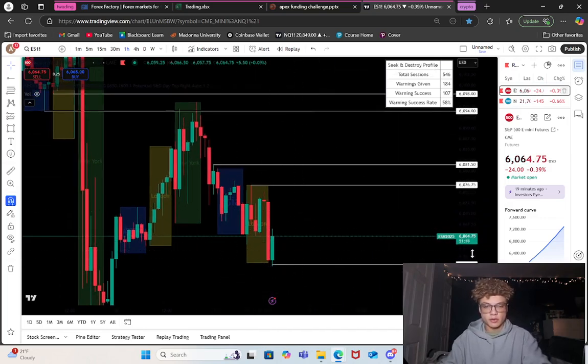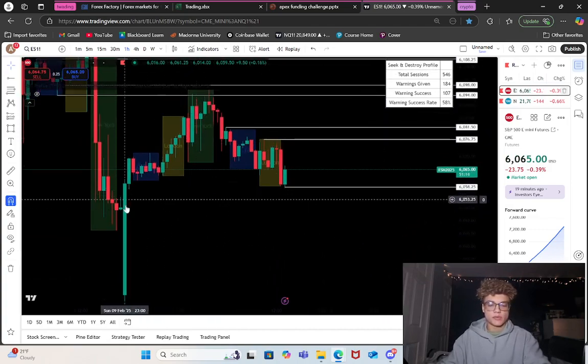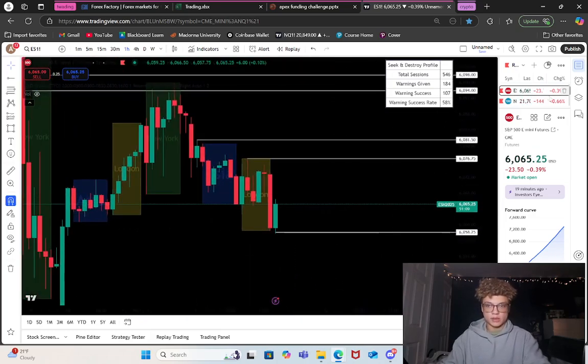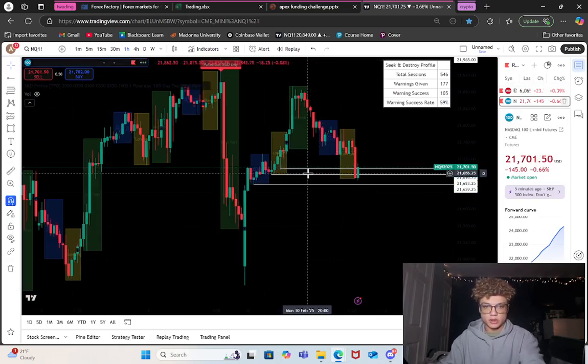We do have this high time frame low that we could take out and continue to move up, but there is no high time frame order block on this left side, so I wouldn't like it too much, but we'll see what ends up happening. NASDAQ's going to be more or less the same way. I do have a bunch of drawings on here. Give me one second.